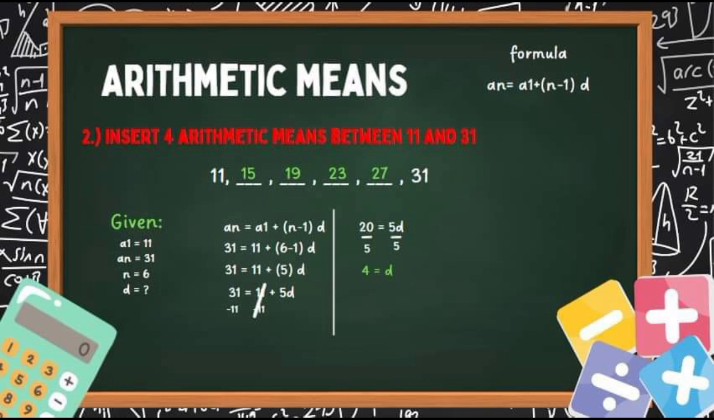Divide po natin ang both sides by 5. 5d divided by 5, cancel po yan. 20 divided by 5 is 4. So, ang common difference po natin ay 4. Makukuha na po natin yung apat na term po natin. Bali, magiging po siyang 11, 15, 19, 23, 27.